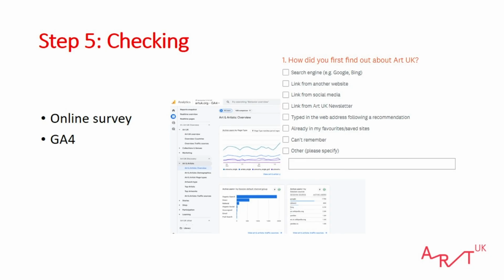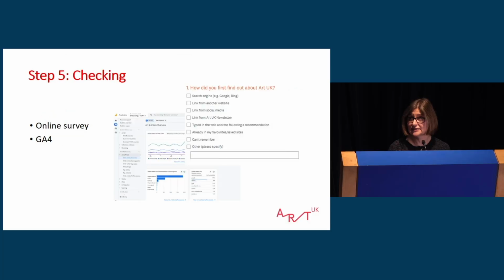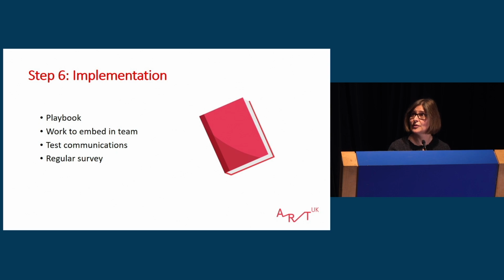But then there's a checking stage after that, where we plan to run a survey and also use our GA4 data to try and explore whether some of our hypotheses about how people are behaving, whether we can see evidence of that within our site, and there could well be some iteration at that stage to try and refine the segments. And then the last step is that there will be a playbook written. So details as to what are the definitions of those segments that we've identified and how can we put them into practice within Art UK?